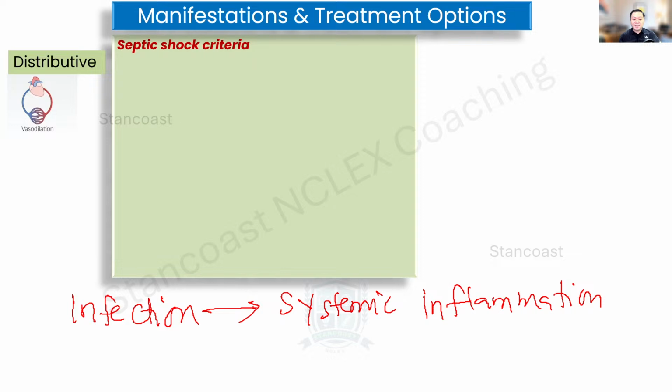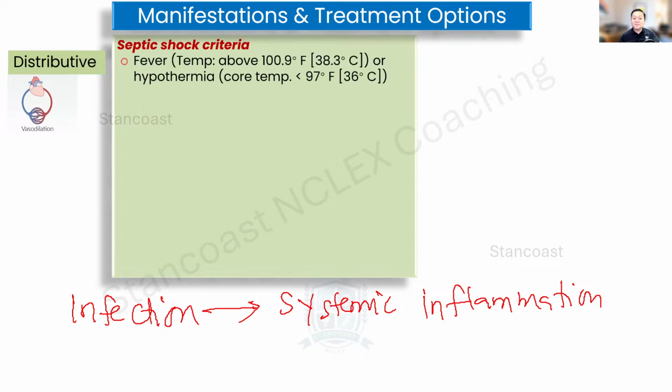So sepsis really is going to cause a cascade of those changes. And so what are you going to expect in a patient with sepsis? There's going to be an elevation of the temperature, and this is going to be above 100.9 degrees Fahrenheit or above 38.3 degrees Celsius. Or maybe the patient will exactly have the opposite, which is hypothermia. So guys, don't forget, one of the criteria in diagnosing the septic shock, it's either elevation of the temperature or maybe hypothermia, less than 97 degrees Fahrenheit or less than 36 degrees Celsius.